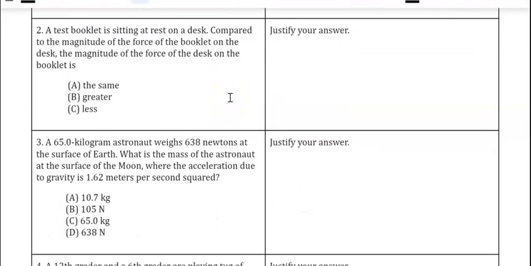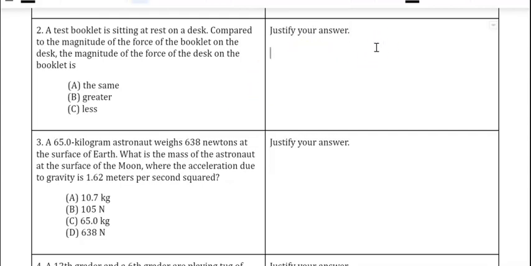Question 2 says, a test booklet is sitting at rest on a desk. Compared to the magnitude of the force of the booklet on the desk, the magnitude of the force of the desk on the booklet is the same, greater, or less.